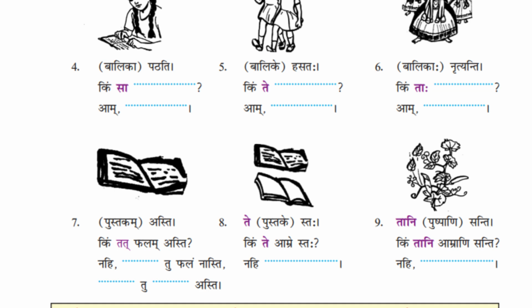Nahi. Tani pushpani santi. So for pustakam, ekavachanam it is tat. For pustake it is te. Ending is rhyming. Same here. Ending will be rhyming. Pushpani tani. So, sah tau te in pullingam, sa te taha in strilingam, tat te tani in napumsakalingam.